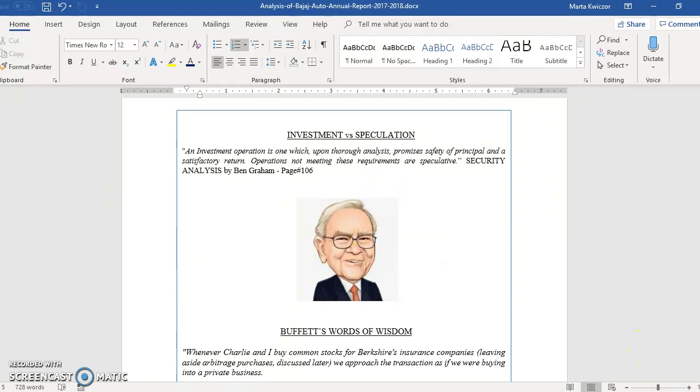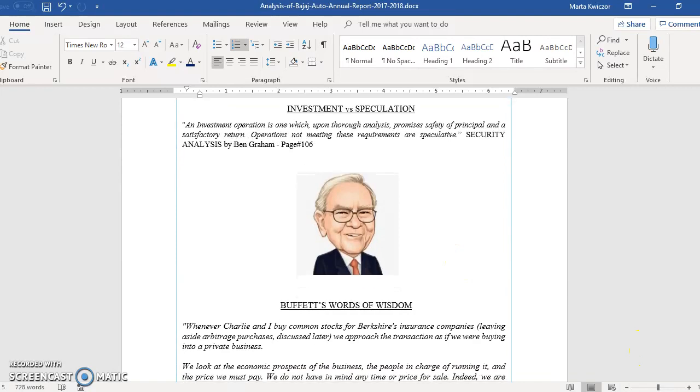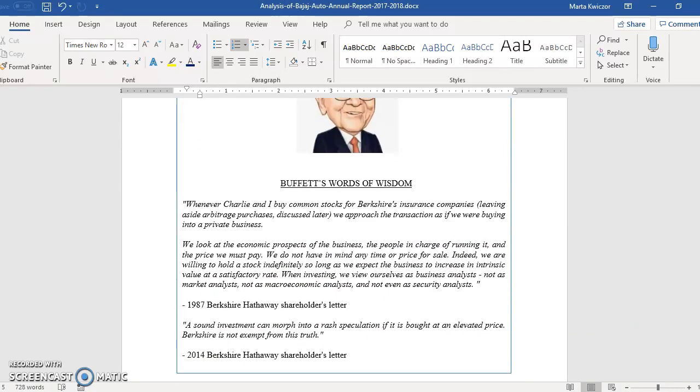Now the second thing that I always keep at my desk is Buffett's words of wisdom. In his 1987 Berkshire Hathaway shareholder letter, he mentioned this, stating his investment philosophy.